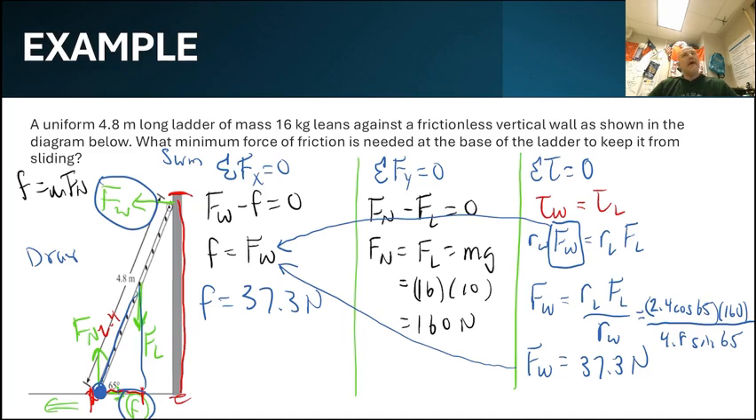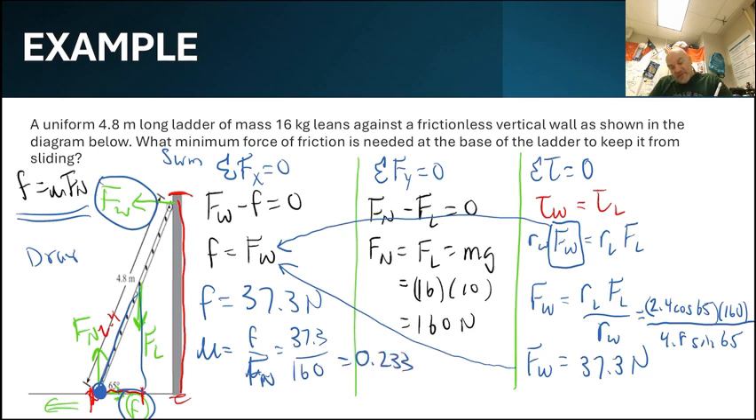Okay. Now, this could be part A. Maybe in part B, they ask you for the coefficient of friction. So we would remember to use this equation. We get F over N, or F over F_N. And so we would have 37.3 over 160. And I didn't do this; this is an added bonus question. So 37.3 divided by 160. And so the coefficient of friction would be 0.233, right, for the ground here, okay?